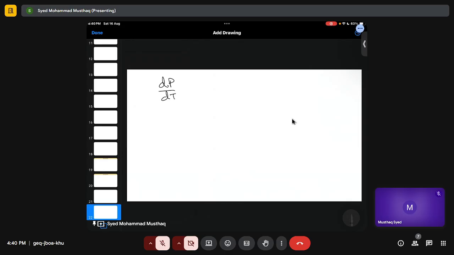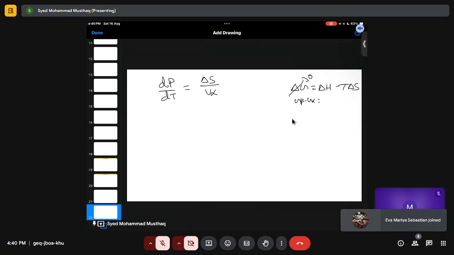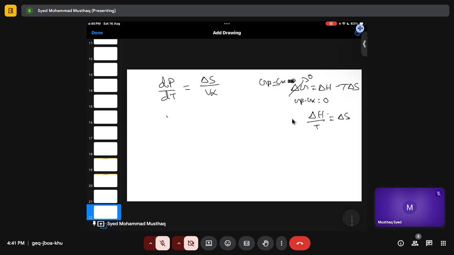dP by dT is delta S upon V alpha. At equilibrium, delta G is equal to 0, because G beta minus G alpha equals 0 since they are the same. So delta H minus T delta S equals 0, which gives delta H by T equal to delta S. So we can safely write dP by dT equal to delta H upon T times V alpha, and we know our medium is an ideal gas, so V alpha is RT by P.